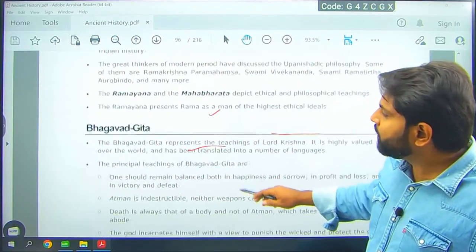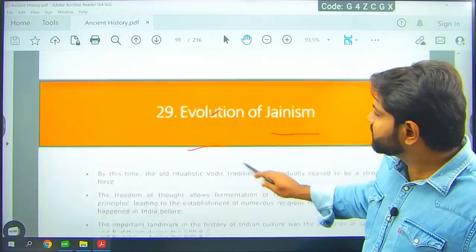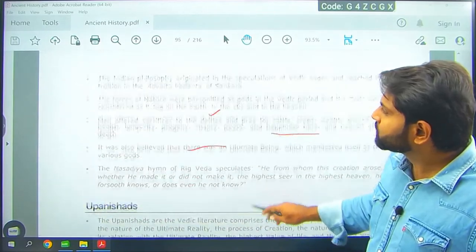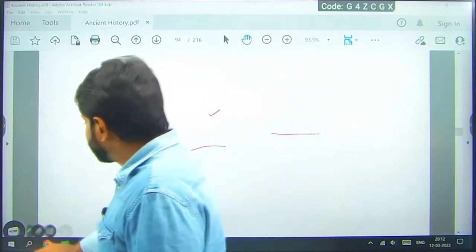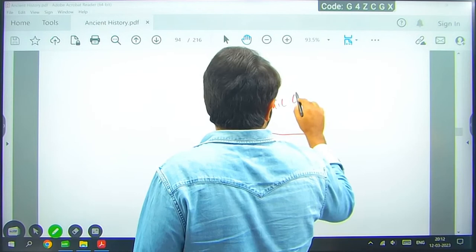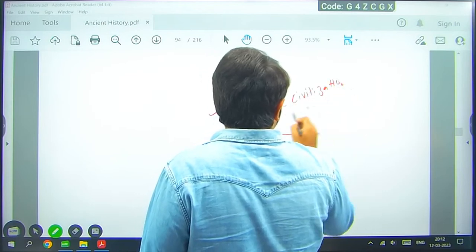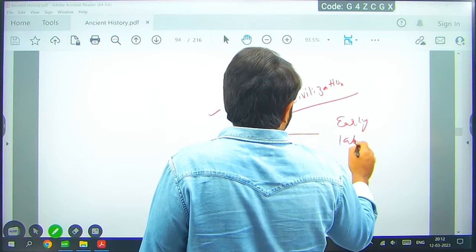So that was about Vedic civilization. So this is where we are ending Vedic civilization. We spoke about the early Vedic period and later Vedic period.